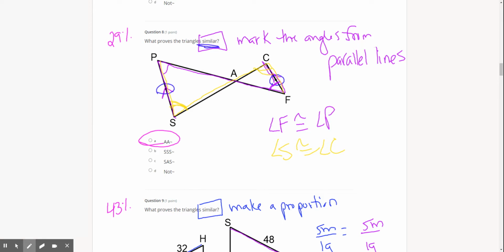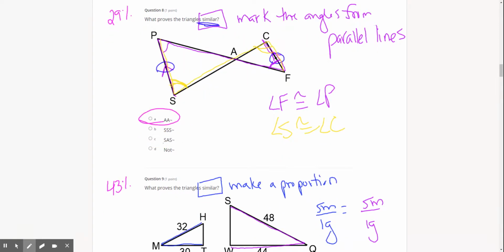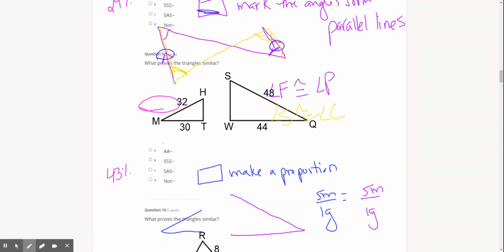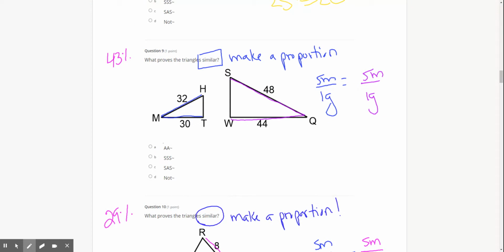Parallel lines give you alternate interior angles, sometimes corresponding angles, but mostly alternate interior. That Z is the most important one. What would we do for number 9?